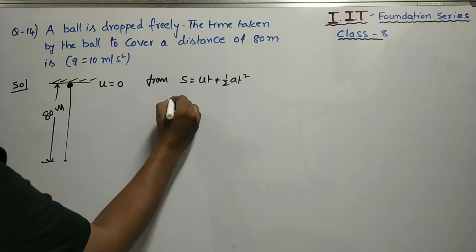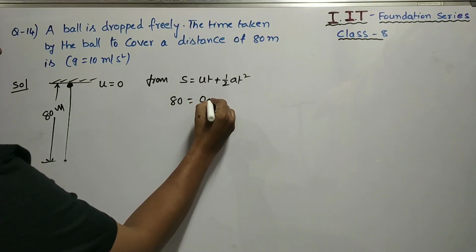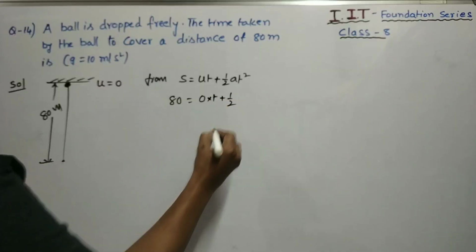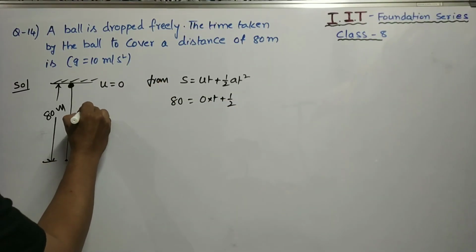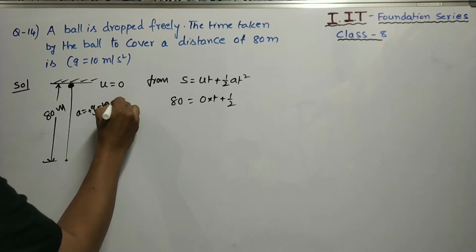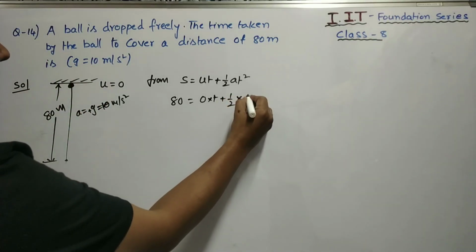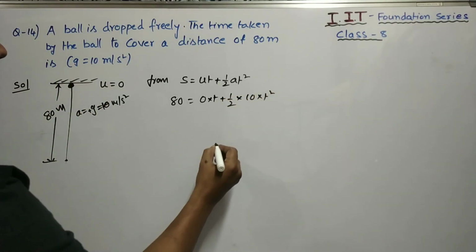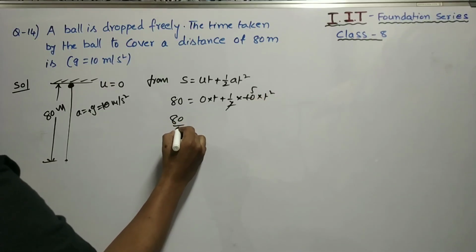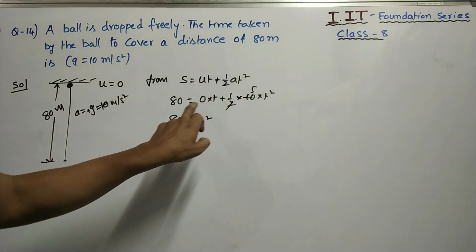So s is equal to 80, equals u is given as 0, into t, plus half into a. In the given question, a is equal to plus g, equal to 10 meter per second square. That's already given in the question. Half into a means 10 into t square over 2, which is 5. That means 80 by 5 is equal to t square. The 5 I brought to this side.